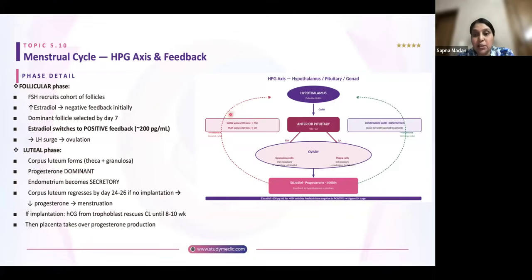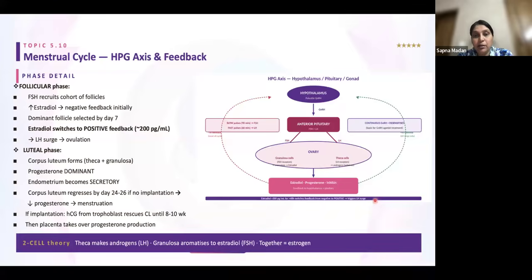Okay, so this feedback loop is very important, that estrogen can have a negative and a positive feedback, but the positive feedback is not on FSH, it is a positive feedback on luteinizing hormone.